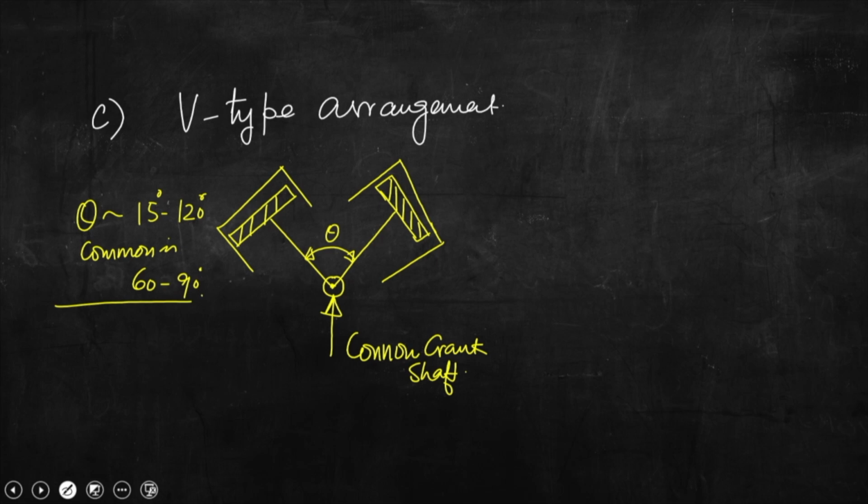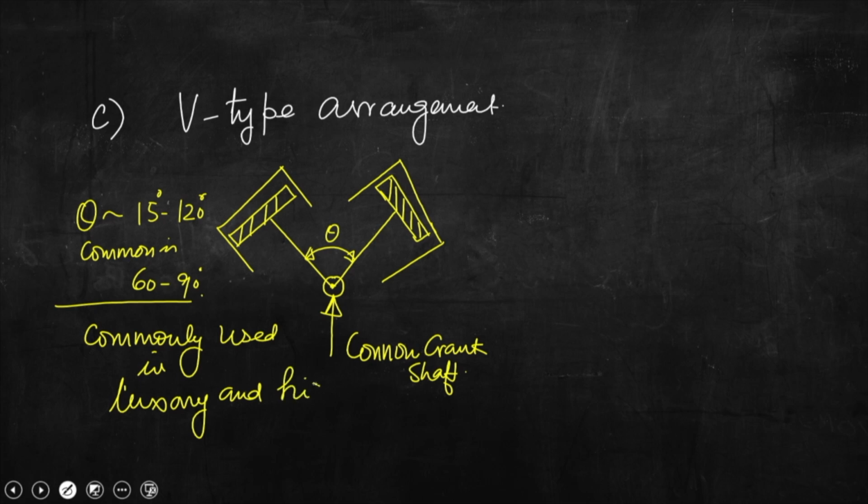What we can see is that two cylinders are connected to a common shaft. So, we will be getting power output from these two cylinders or two arrangements, and we can drive one common crankshaft. Okay. So, this is common in luxury and high performance vehicles. I am writing: commonly used in luxury and high performance vehicles.